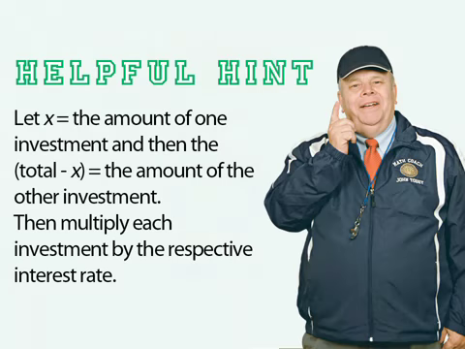Now we want to look at some problems involving money and investment, so we have to keep very careful track of the dollars. Let's read our helpful hint. Let x equal the amount of one investment and the total minus x equal the amount of the other investment. Then multiply each investment by the respective interest rate.